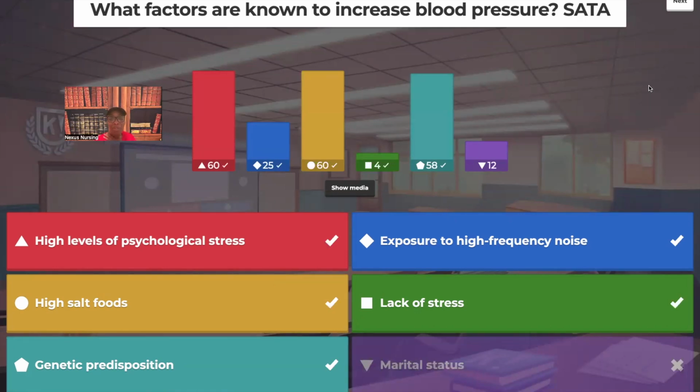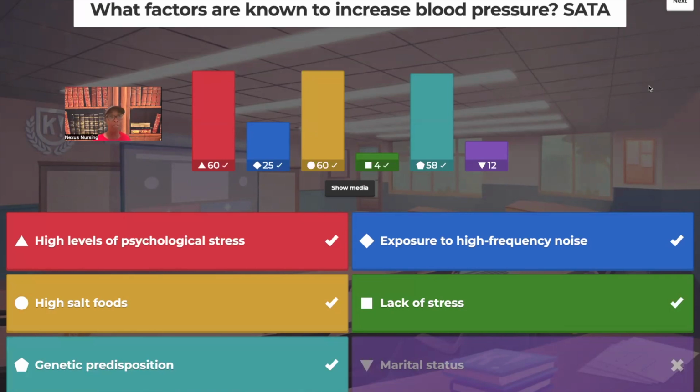I think I meant to put lack of rest, or maybe I just meant to put stress. I apologize. But anyway, the factors known to increase blood pressure, yes, high levels of psychological stress. If you're in a relationship with a narcissist, your boss is a narcissist, someone psychologically torturing you, that's going to increase your blood pressure. Exposure to high frequency noise can elevate your blood pressure.